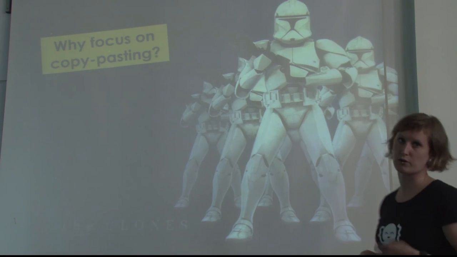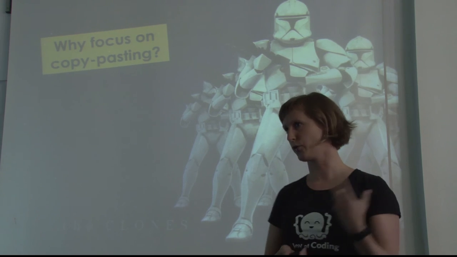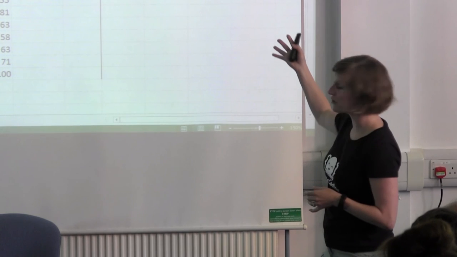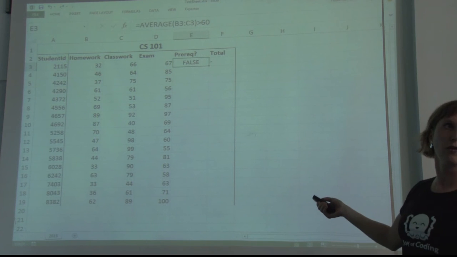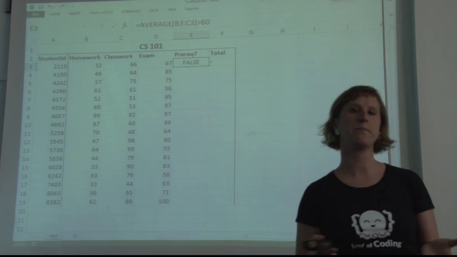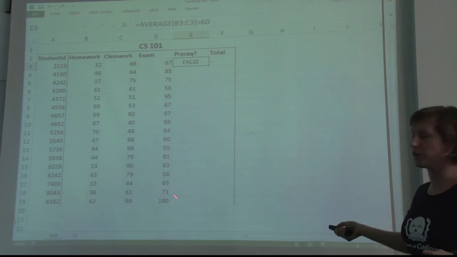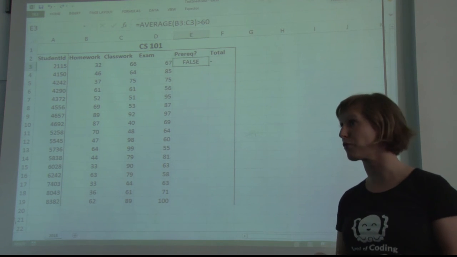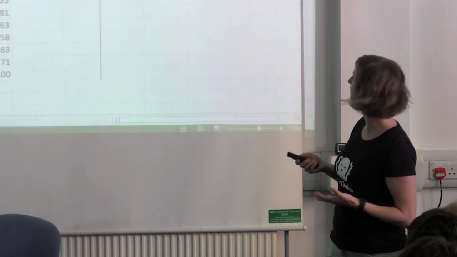So why do we focus on copy-pasting? Because that is what my paper is about, helping people to cope with copy-pasting behavior in spreadsheets. If you look at spreadsheets, this is a typical example where I'm calculating per student the scores for homework and classwork and an exam. There's not really a way that I can repeat this calculation for all of the students. The only way that spreadsheets offer me to do that is by copy-pasting the formula. It's even in the interface.